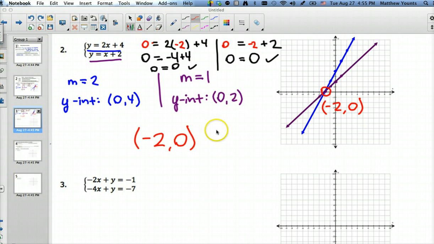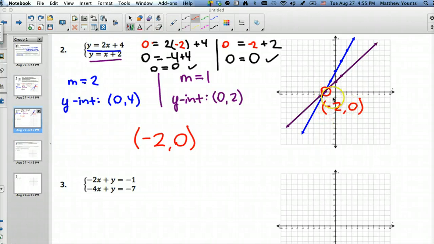Okay, so for this problem, we get a solution of (-2, 0). My first line, which I put in blue, has a slope of positive 2 and a y-intercept of (0, 4). And you can see that line over here. My second line, which is in purple, has a slope of positive 1 and a y-intercept of (0, 2). And you can see that line here. They cross at (-2, 0).